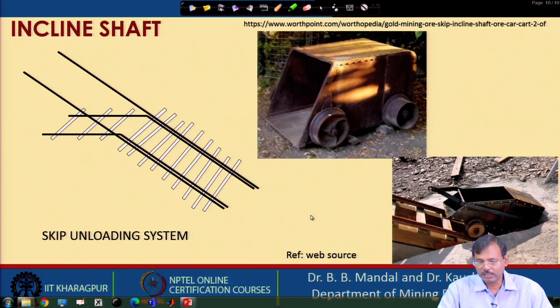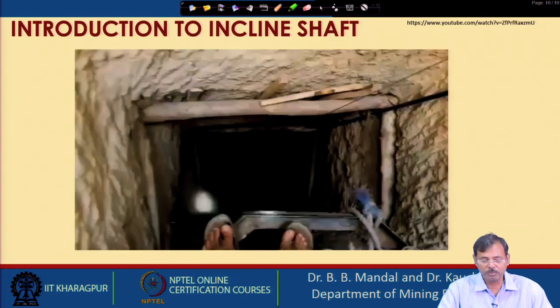So, this is the special technique in general followed in the skip transportation system in case of an inclined shaft. This is not possible in the vertical shaft. So, this is the inclined shaft transportation system using the skip, where this can be possible.